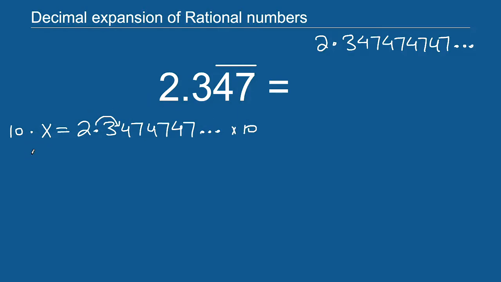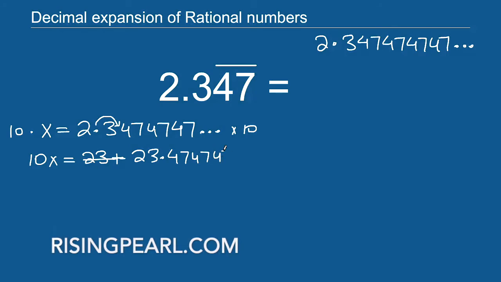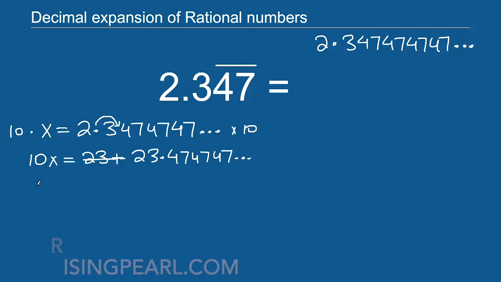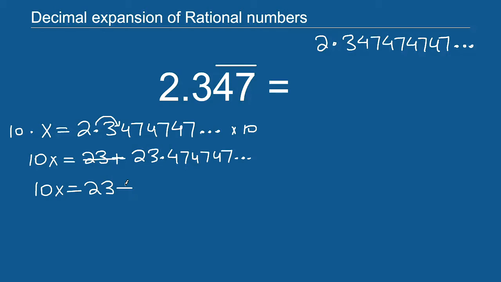So on the left side, we will get 10x equal to, if the decimal moves here, 23.474747. And on the left side we have 10x, and this we can write as the number 23 plus 0.474747, and so on.